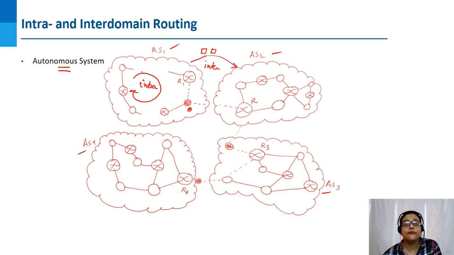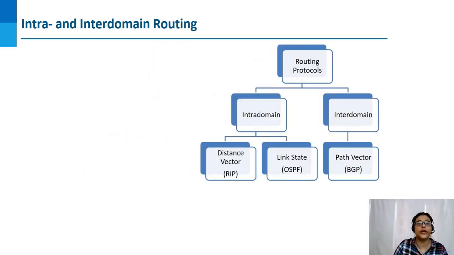Now if this host H1 wants to send any packet to, let's say, this host H2, then it has to route the packet through this router and then it comes to the next autonomous system and then to host H2. So this way it becomes an inter-domain routing. Now let's turn our attention to intra as well as inter-domain routing.